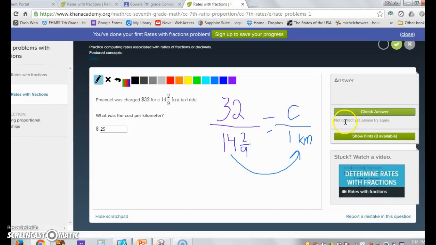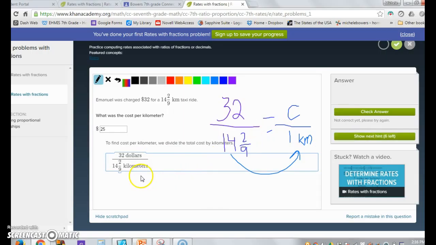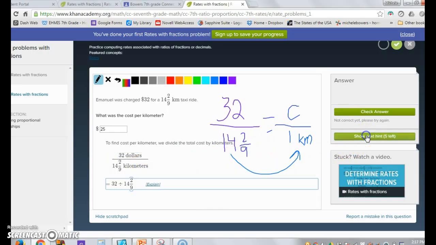Okay, I'm incorrect. So it's not correct yet. I can show hints. It tells me to divide the cost by kilometers. I already knew that. That didn't help me. Let me try another hint. Then it shows me how to set it up. And then it shows me how to do it. But you only have 5 hints left. If you waste your hints, then you won't have any left. And you need to get 3 in a row correct.